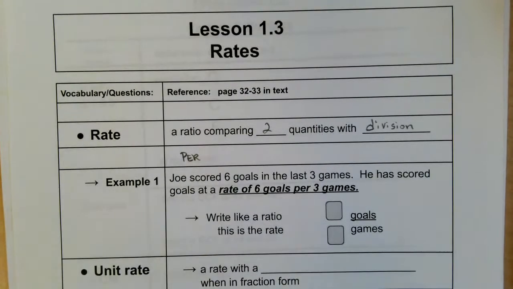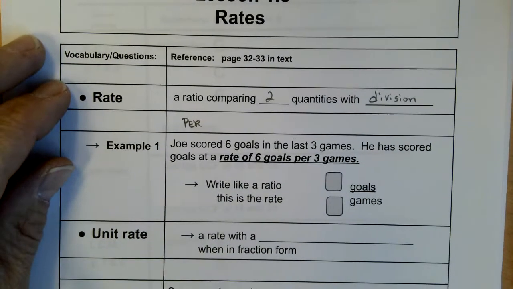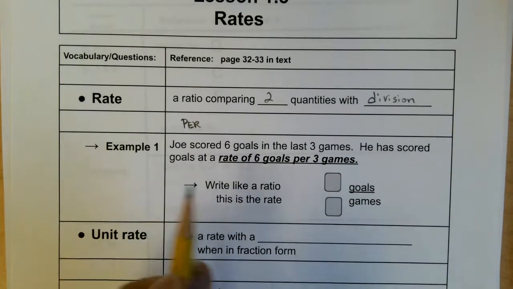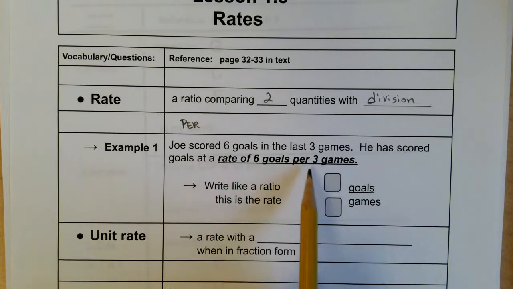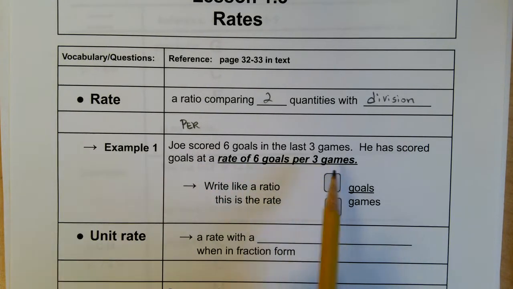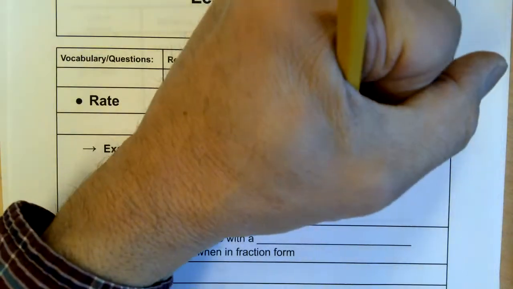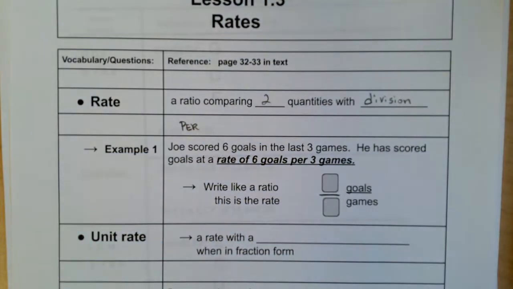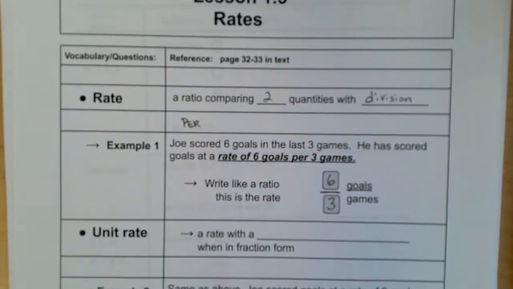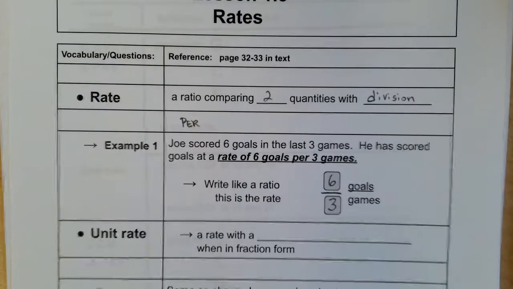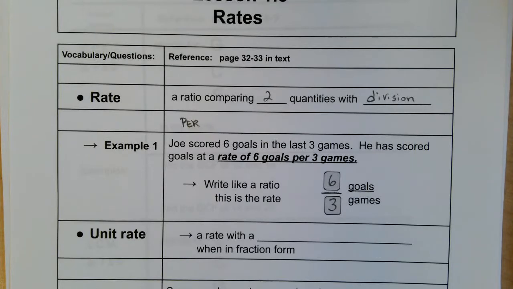Okay, so on with some examples. Joe scored 6 goals in the last 3 games. He scored goals at a rate of 6 goals per 3 games. So you're going to write this just like we did with the ratios. We're going to write it in fraction form, and he scored 6 goals in 3 games. That's the rate at which he scored goals. That's it.